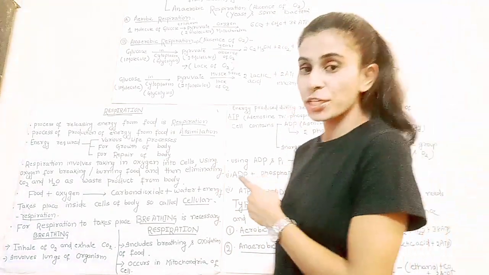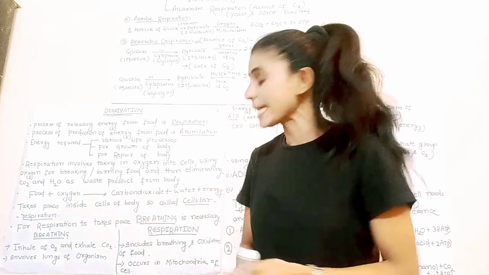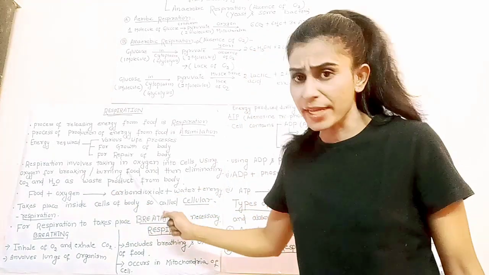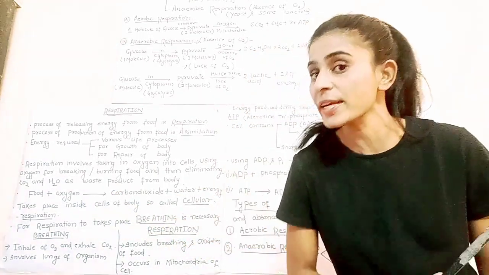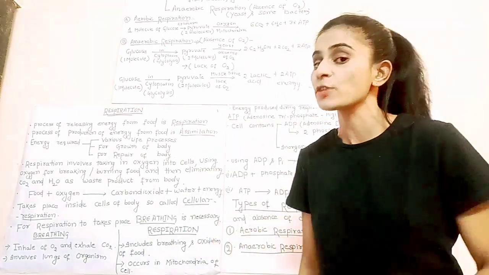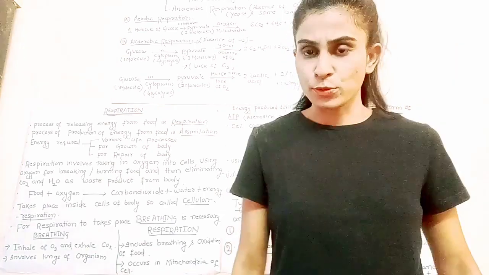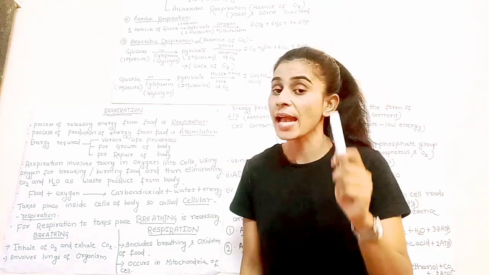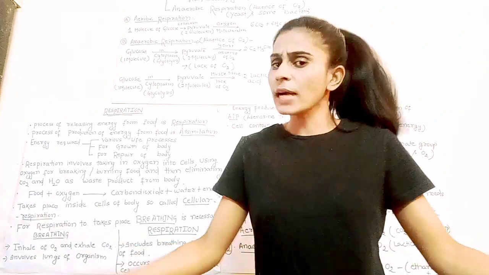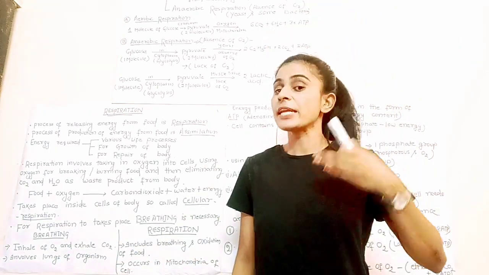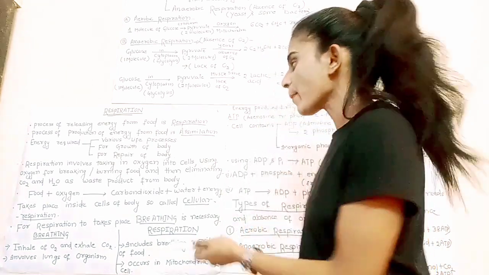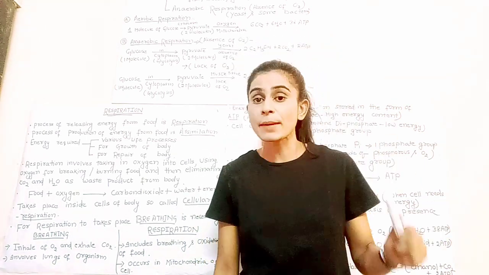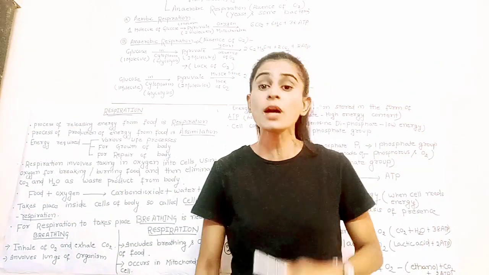So with the definition, you can write: respiration involves taking in oxygen into the cells, using oxygen for breaking or burning the food, and then eliminating carbon dioxide and water as waste products from our body. No doubt, energy is produced by burning of the food. Along with it, carbon dioxide and water are produced as waste. Carbon dioxide we exhale out, releasing it into the atmosphere. But what about the water? This water is used in the various metabolic processes taking place inside our body.